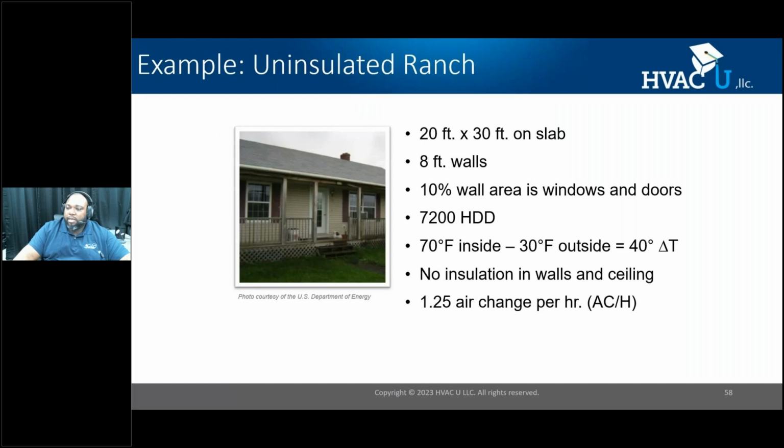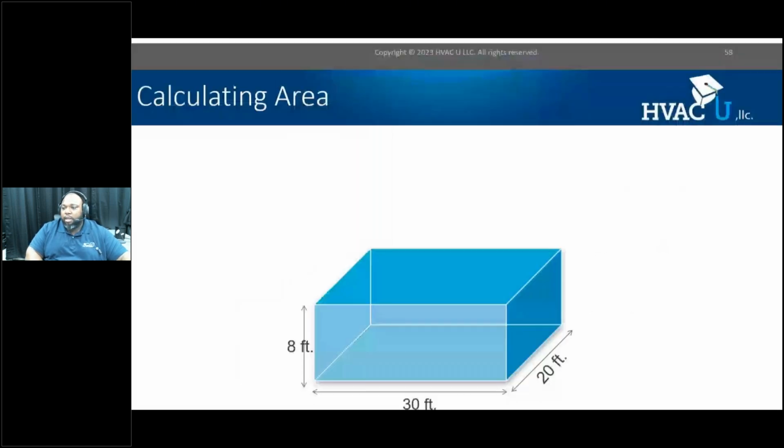All right, 10% of the wall area is used for windows and doors. We're going to put it into a climate that is around 7,200 heating degree days. We have a 40-degree delta T, and right now we have no insulation in the walls or ceiling, and we have 1.2 air changes per hour, natural conditions.